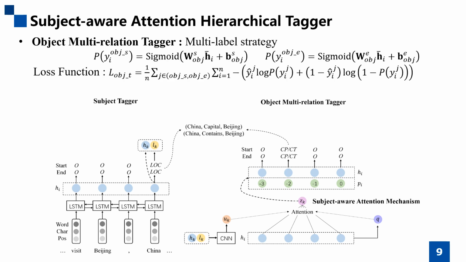The other difference is that the object multi-relation tagger needs to implement a multi-label strategy at the positions of the object, because there are multiple relations between an entity pair. Therefore, here two binary classifiers are adopted to determine whether the current token is the start and end positions of the object for each relation type. Finally, we get two losses. We add them together as the final loss to achieve joint training.